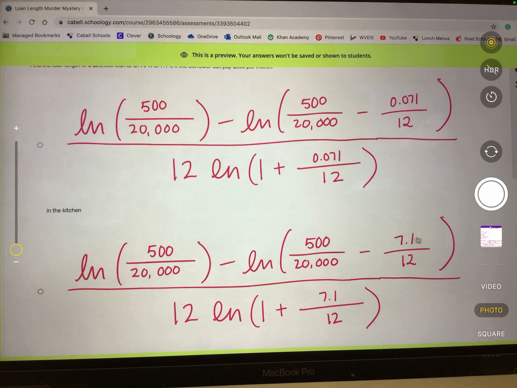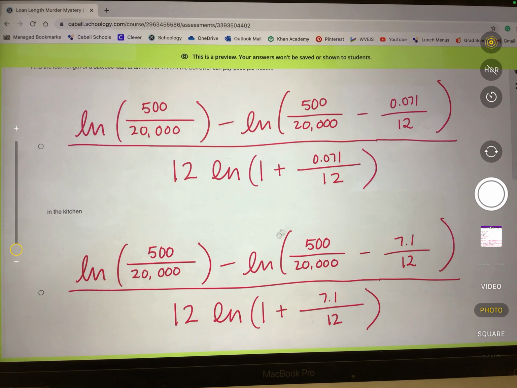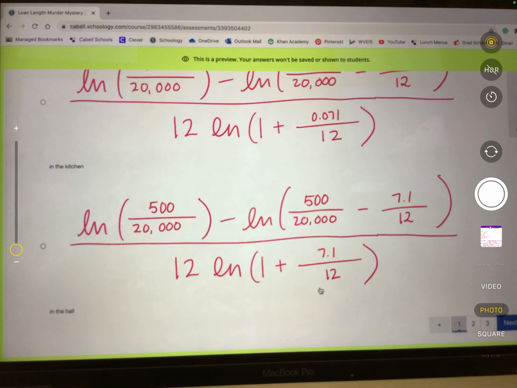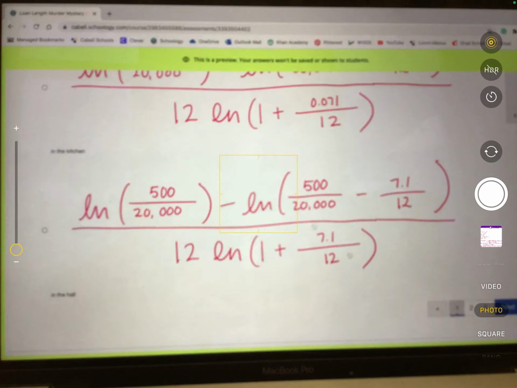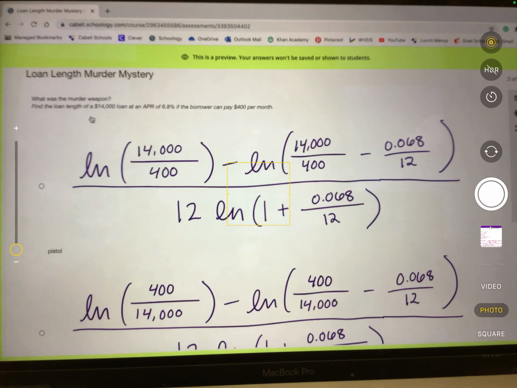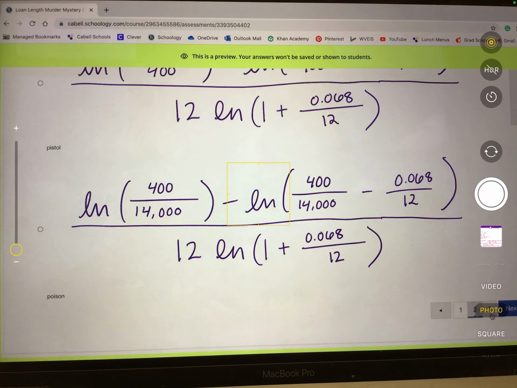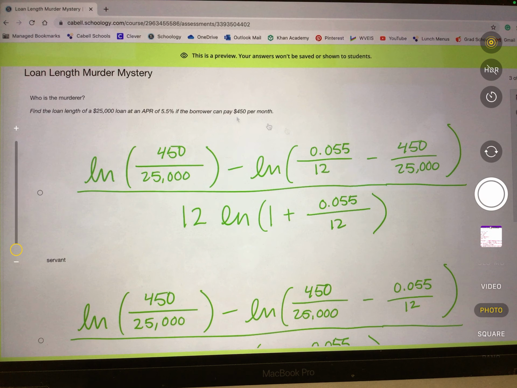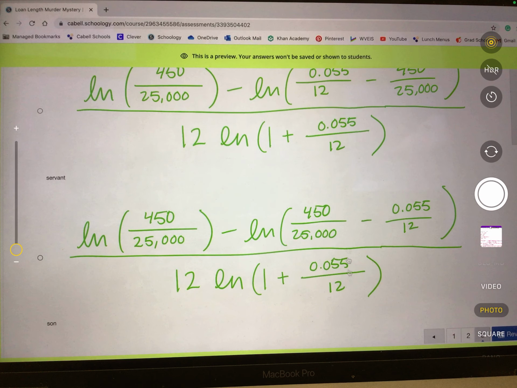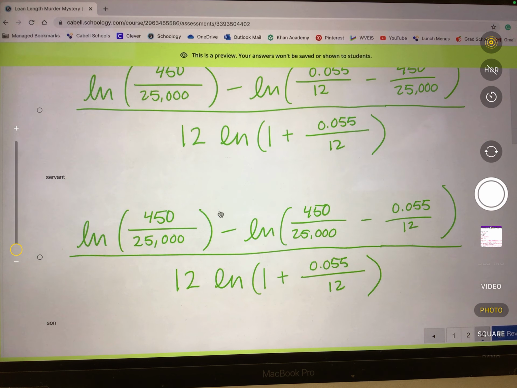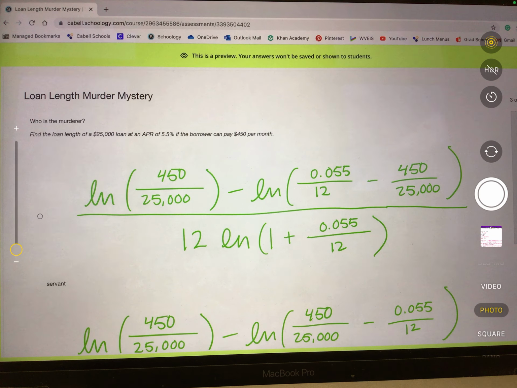So here, these two are different. So should it be 0.071 or just 7.1? Which one do you think? And click the right one. And then you should be able to find out where the murder occurred, what the murder weapon was, and who was the murderer. So it's kind of like a clue game. Just click on the correct formula and that will give you the clue. So it's either the servant or the son. And that should be it.